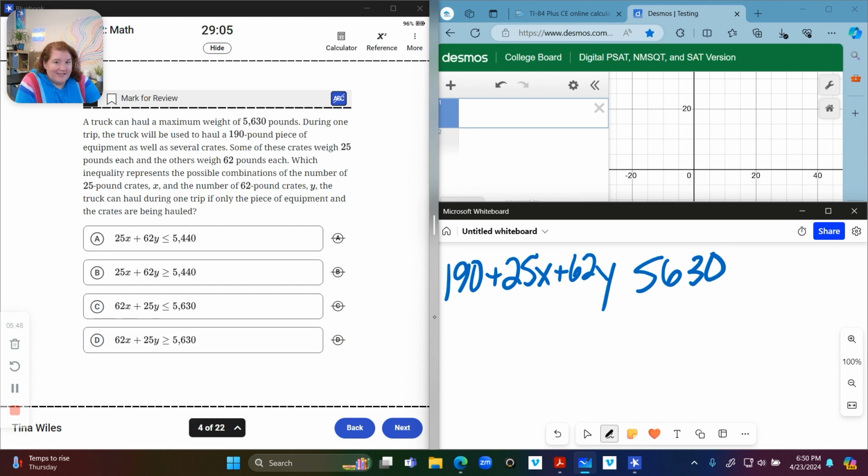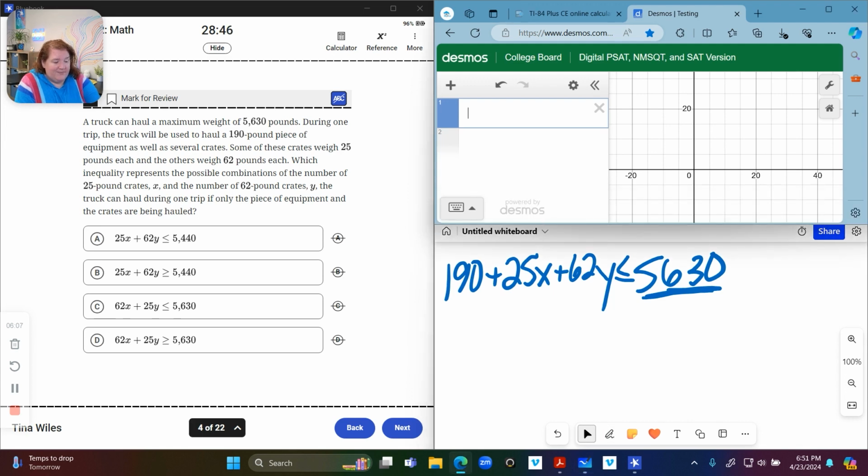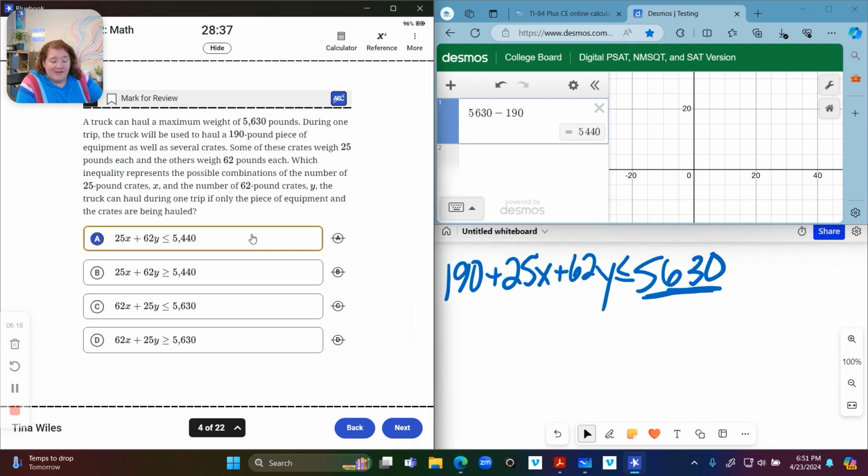This is easy to fall for, that you don't subtract the 190 because it's not typically something that would be in there. The maximum weight is 5630, so that means this would be the largest number, and the total would have to be less than or equal to 5630. If I do 5630 minus 190, I get 25x plus 62y has to be less than or equal to 5440.